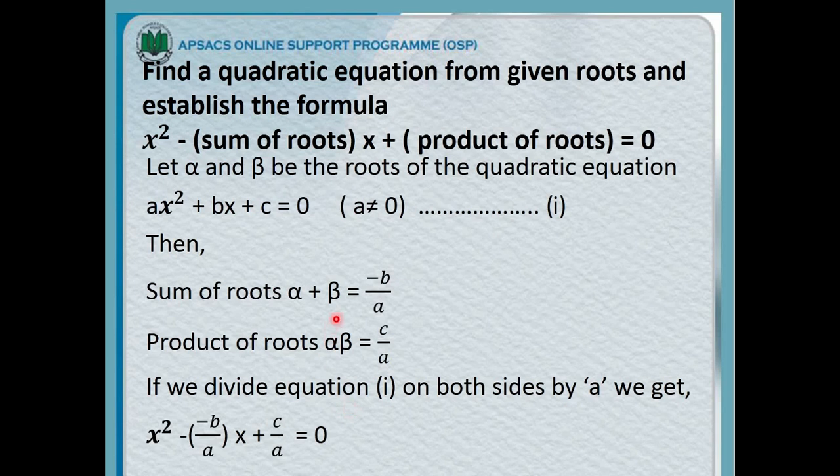If we divide equation number 1, that is the standard quadratic equation, on both sides by a, we get x square. See students, here the coefficient of x square, a, will be cancelled out by a, as we are dividing a on both the sides. The coefficient of x, that is b upon a, I have just changed this plus by minus into minus, as you know that minus minus will be equal to plus. Similarly, the third term, that is the constant term, is also divided, c upon a, and 0 will also be divided by a, so we get 0.